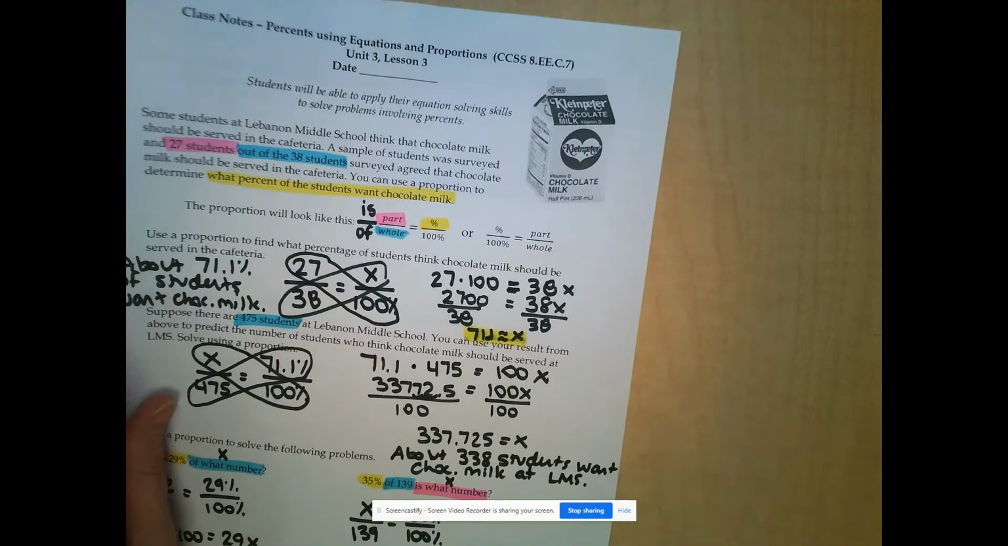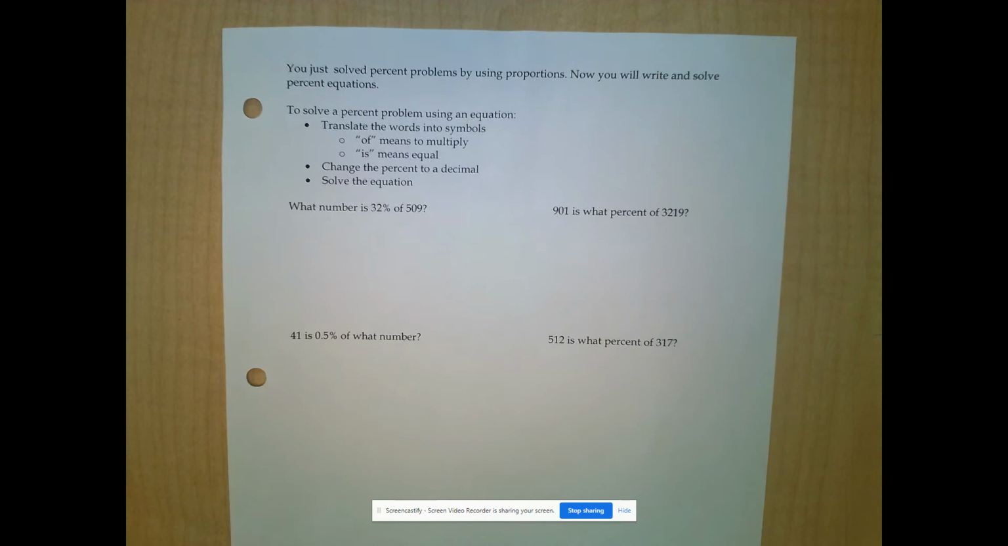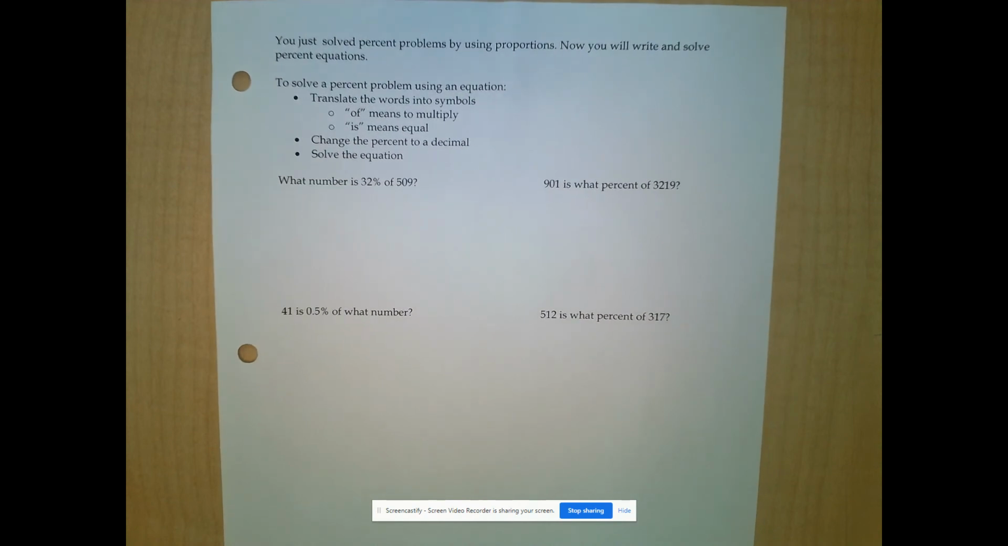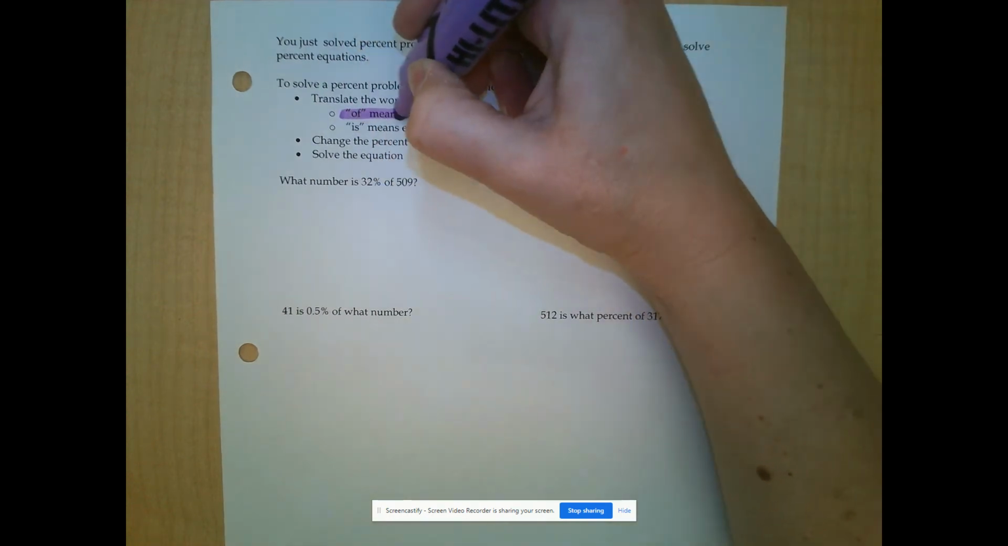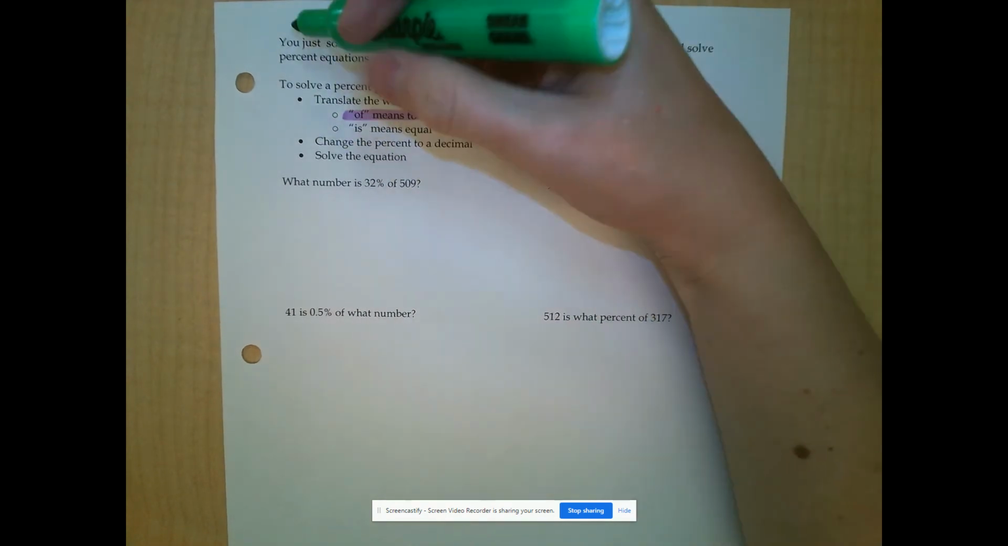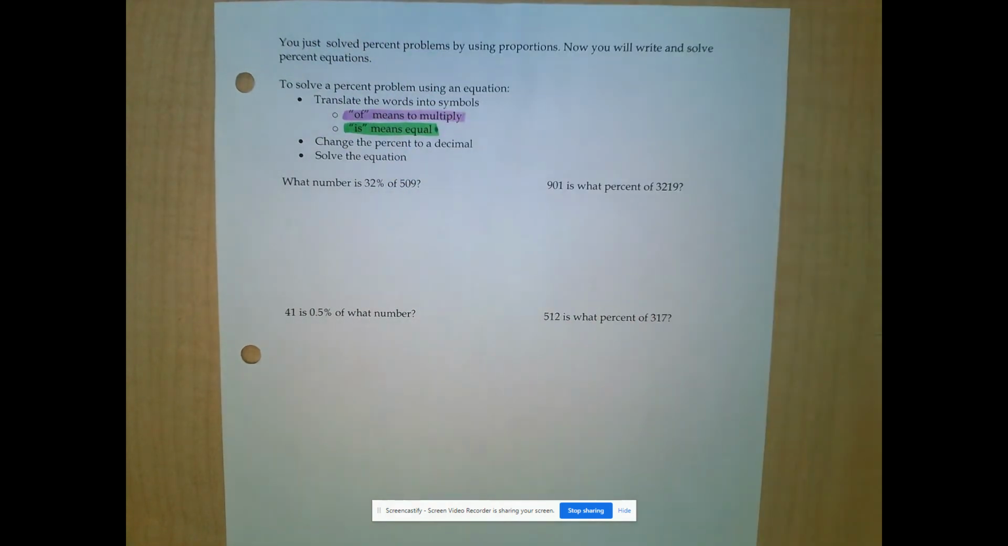Now on the back, we're going to look at another option, which is how to solve these using equations. So things we need to know when it comes to equations. It says to solve a percent problem using an equation, translate the words into symbols. So the word of usually means multiply. The word is usually means equals. So if we want to translate this into a proportion, we have a very specific pattern. If we want to translate it into an equation, we have a different pattern. So change the percent to a decimal and solve the equation.